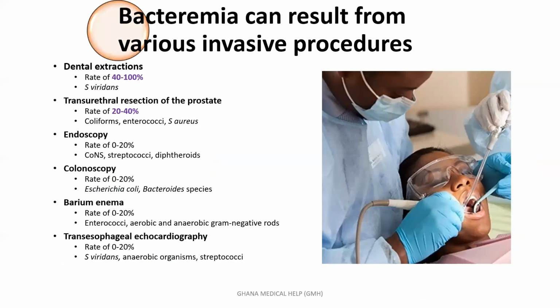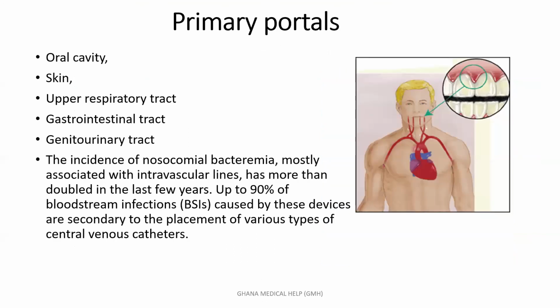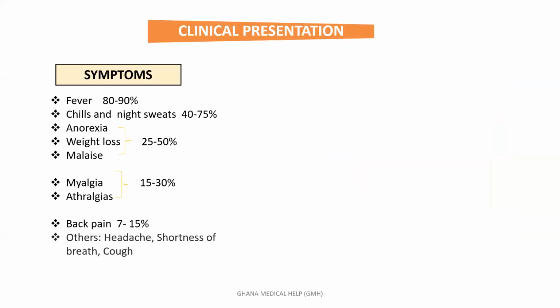So bacteremia can also result from various invasive procedures. We have dental extractions, which has a rate of 40 to 100%. We have transurethral resection of the prostate, also has a rate of 20 to 40%. Endoscopy has 0 to 20%. Colonoscopy has 0 to 20%. Barium enema has 0 to 20%, and transesophageal echocardiography also has a rate of 0 to 20%. The primary portals are the oral cavity, the skin, upper respiratory tract, gastrointestinal tract, and the genitourinary tract.